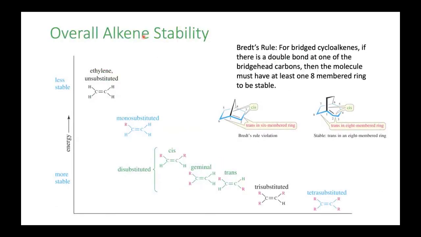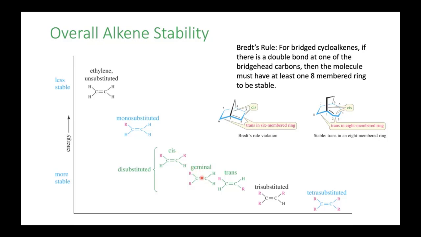The overall alkene stability increases as we increase substituents. So mono is less than di, which is less than tri, which is less than tetra. And in our disubstituted, we have a very narrow window of difference in stability. It's just because the R groups, when they're forced on the same half like cis, kind of bump into each other. So it's a little bit less favorable.